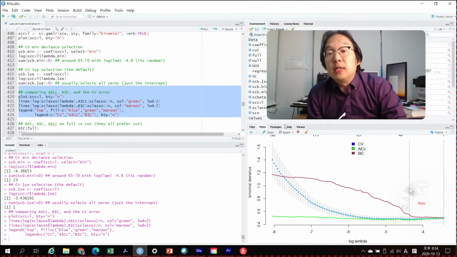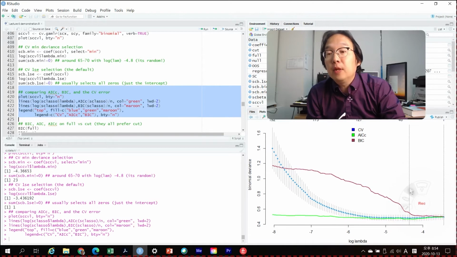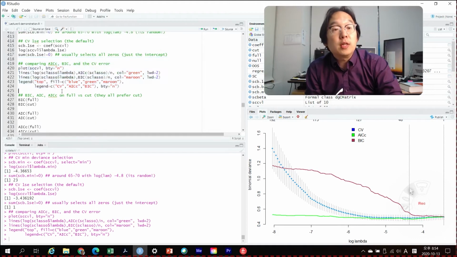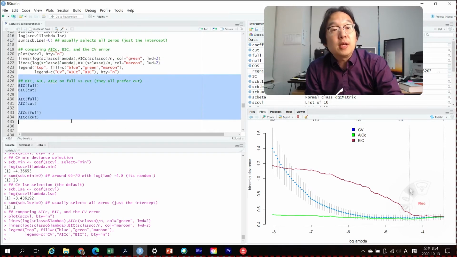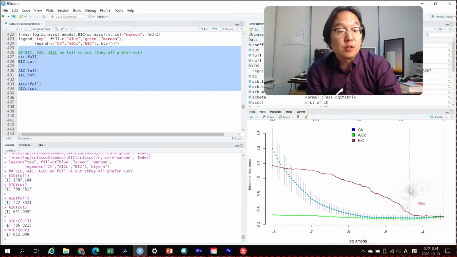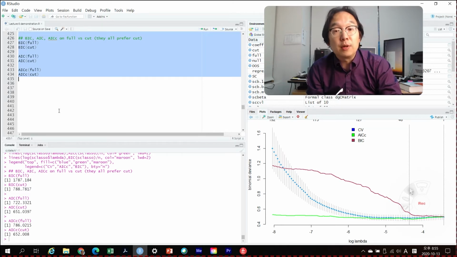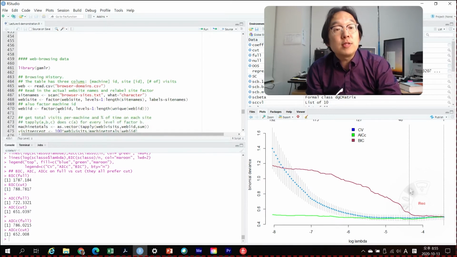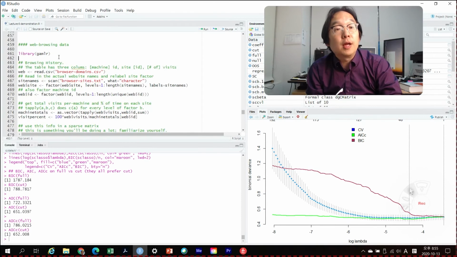And then AIC, BIC, threshold, the BIC graph, the AIC graph. The corrected version, yes, you can do it like this, and then BIC, AIC, cut, or all these kinds of things. You can see the information criteria numbers are shown down like this. That's pretty much it. And then the web browsing data, you can work on it.